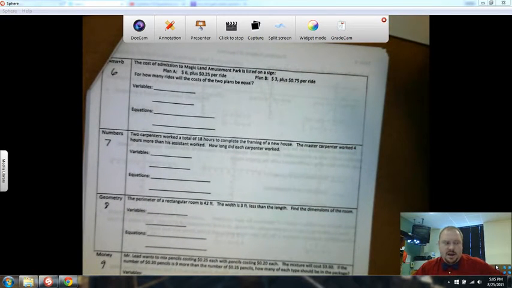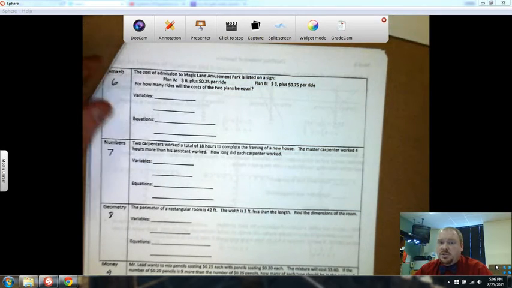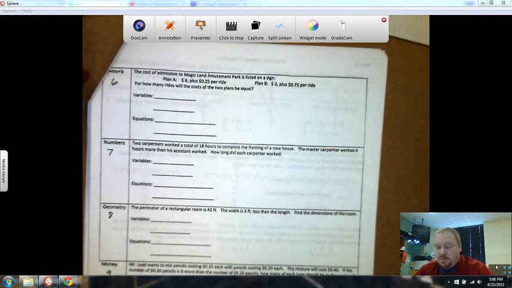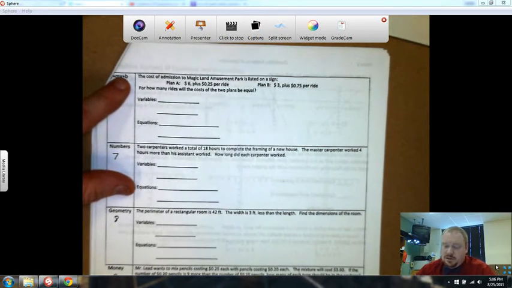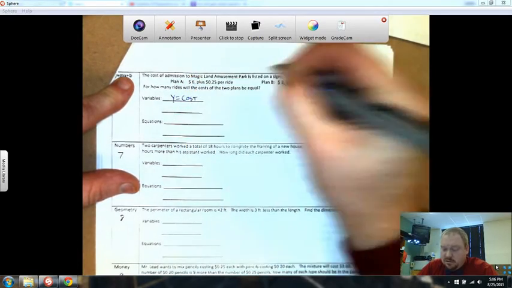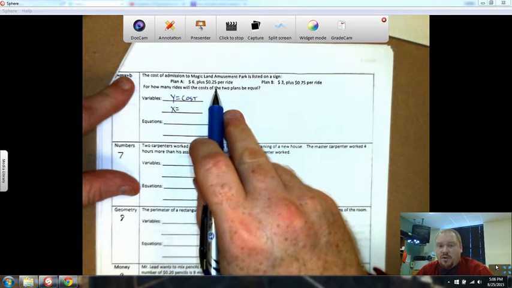Now, we got the cost of admission to Magic Land Amusement Park is listed on the sign. Plan A is $6 to get in plus 25 cents per ride. Plan B is $3 plus 75 cents per ride. They want to know how many rides will the costs for the two plans be equal. Okay, so very similar to number 1. So Y is my cost. X is going to be the number of rides.